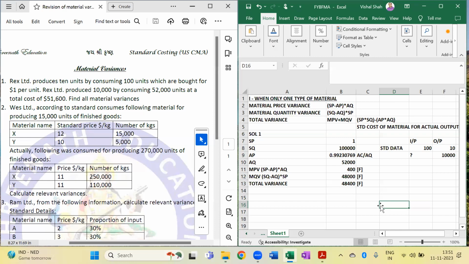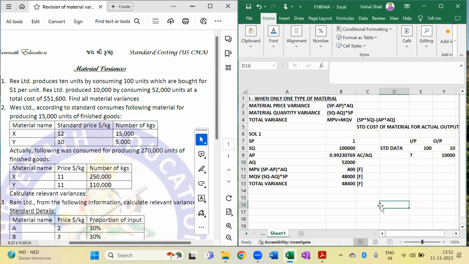Yes, sir. So one doubt. Yeah, please. Sir, can we round off the decimals that AP, actual price, to like 0.99? Because if I use 0.99, it gives me the material quantity variance as total variance as 48,520.